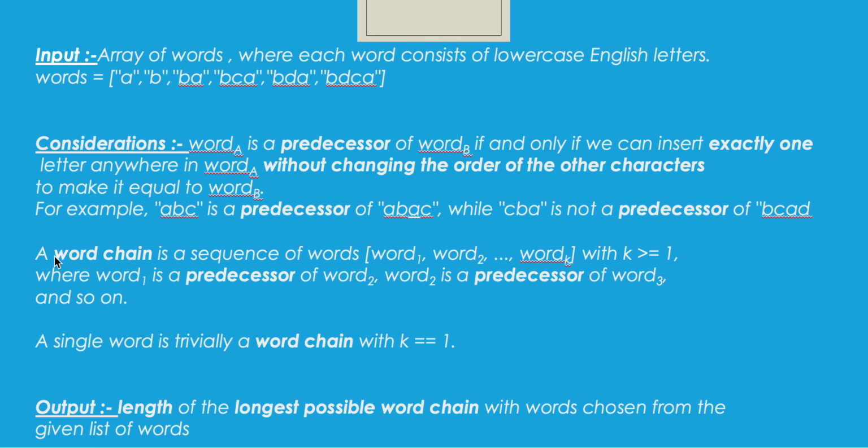Next consideration is a word chain is a sequence of words where word 1 is a predecessor of word 2, similarly word 2 is a predecessor of word 3 and so on. And last consideration here is a single word is a word chain with length 1. That's for the consideration part. Finally, output will be the length of the longest possible word chain formed with words chosen from the given input array of words.